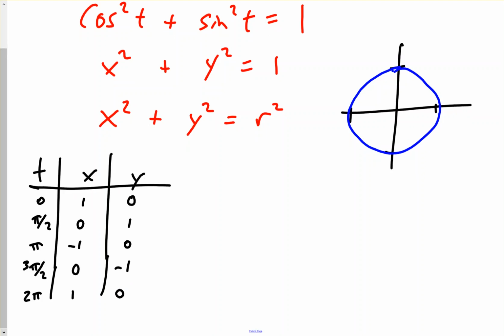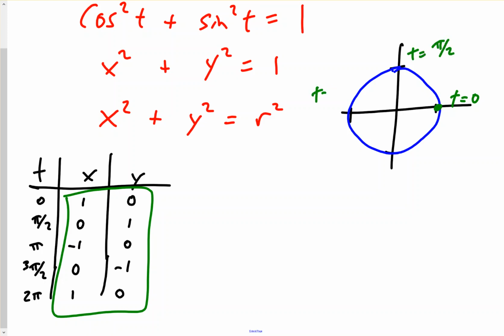Okay, so when t is 0, we are at 1, 0. So we're right here at t equals 0. When t equals pi over 2, we're at 0, 1. Right, again, we're looking at our x, y's. So 0, 1, so that's t equals pi over 2. Then we go to t equals pi. So we're going in the counterclockwise direction. t equals 3 pi over 2. And then finally we're back to t equals 0, which is the same as t equals 2 pi.